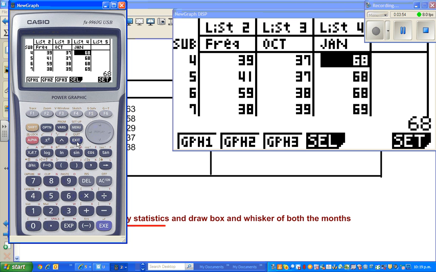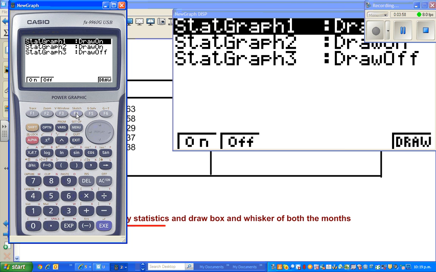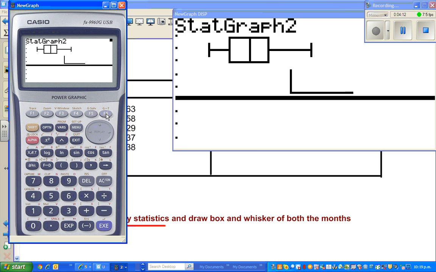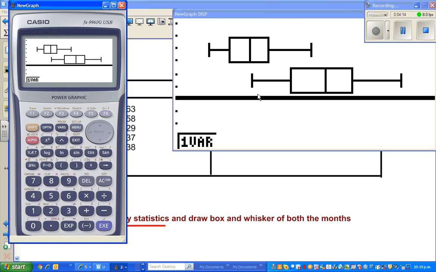So you can exit from there. And this is where we need to go to draw it. So go to select, confirm that your stats graph 1 and stats graph 2 is on, and then you click F6, which will draw the box and whisker plot side by side. So here we go. This is your box and whisker plot. This is of October and this is of January.